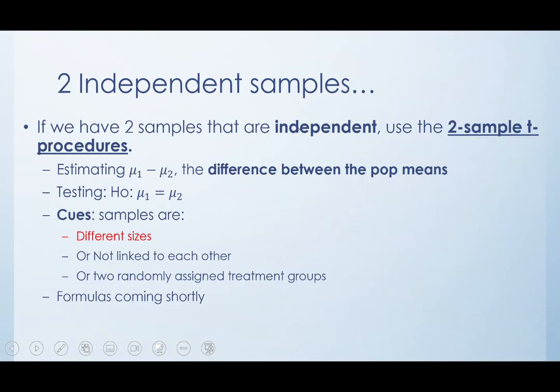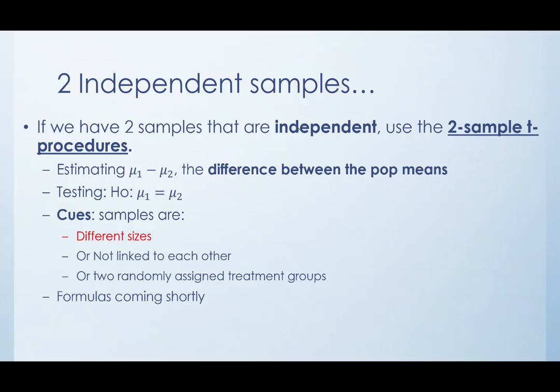So if you have two samples that are independent, right, we are going to use what's called the two-sample T procedures. And we're not going to talk about the formulas just yet. We'll get to those. But how we set up the problem is different. So we need to focus on what we are estimating and what we're testing, how we're going to write our null and alternate. So our two independent samples that are dealing with means are going to look a lot like our two proportions problems, right?